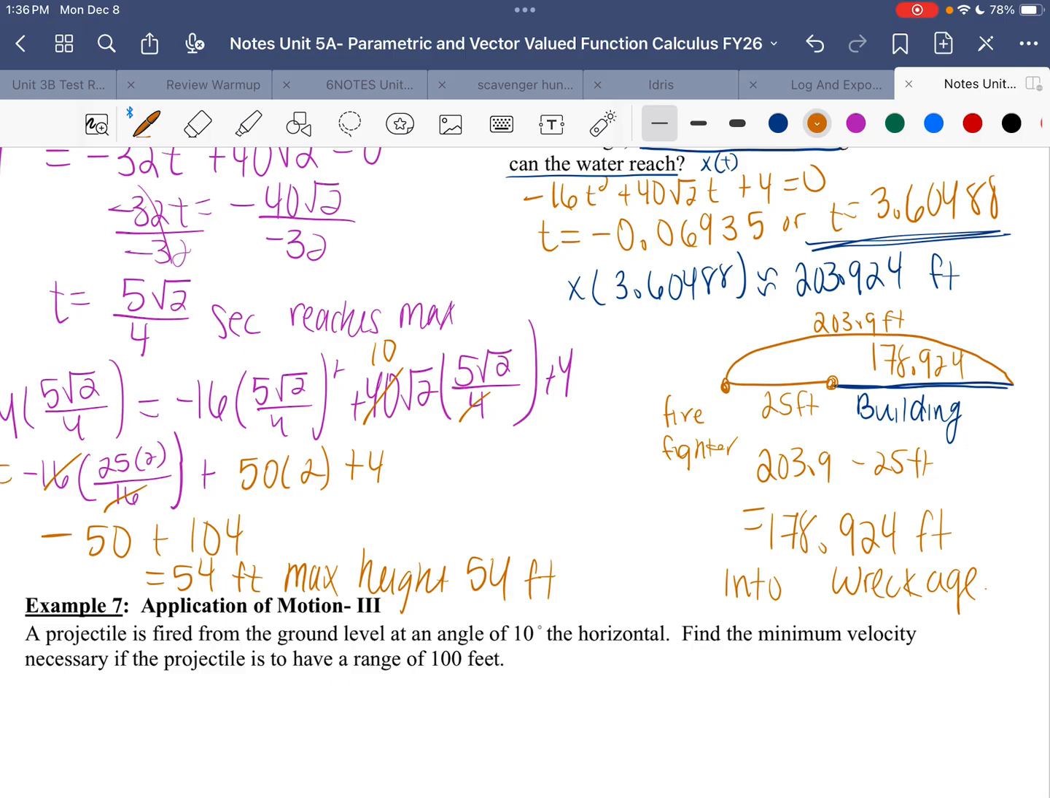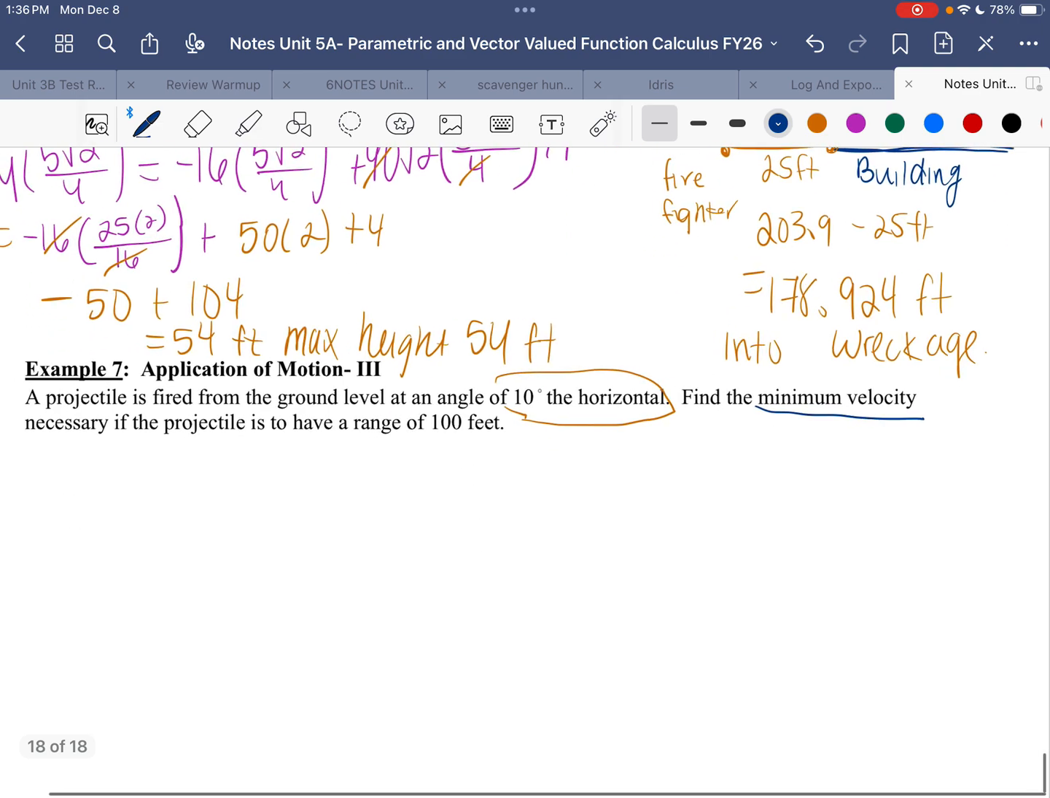Okay, and this one's kind of fast. A projectile is fired from ground level at an angle of 10 degrees from the horizontal. Find the minimum velocity if the projectile is to have a range of 100 feet. What do we think a range of 100 feet means? Oh, and it's ground level.